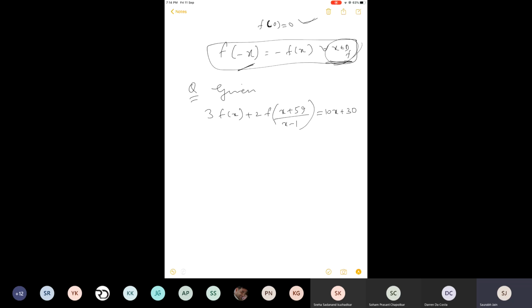See, this is some equation which is given for all x not equal to 1. That is obvious because if x is 1, then x minus 1 will become 0. Based on this information, you have to find the value of f(7). This is the last question. Options are also given. So based on the functional equation, 3 times f(x) plus 2 times f of (x plus 59)/(x minus 1) equals 10x plus 30. What is the value of f(7)?